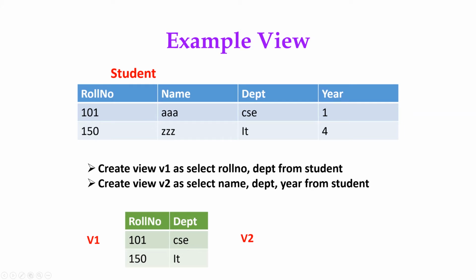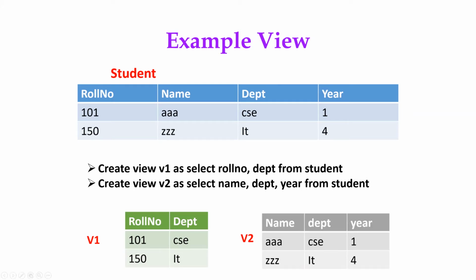My second view is create view V2 as select name, department and year from the student. On executing this query, I will get the output like this. So this is the second view. Some users may be interested in this structure alone, that is, they only want the roll number and department of the student. And some users may be in need of these three details: name, department and year. So whatever the user wants, I can provide with the help of a view.